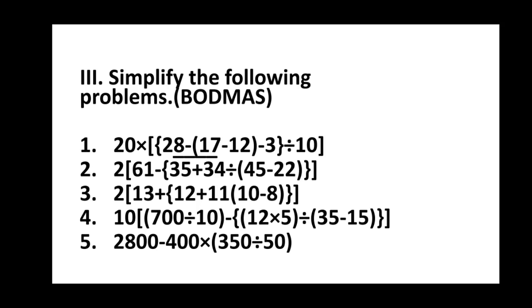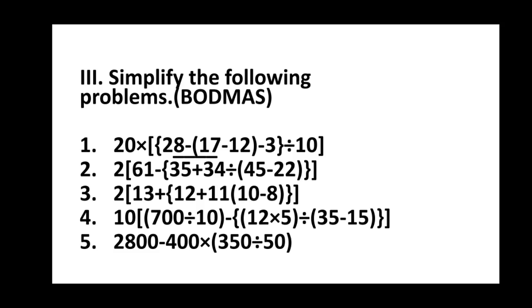Letter 3, simplify the following problems. You want to follow the BODMAS. Number 1, 20 into 28 minus 17 minus 12 minus 3 divided by 10. And second one, 2 into 2 of, that means 61 minus 35 plus 34 divided by 45 minus 22. And third one, 2 of 13 plus 12 plus 11, 10 minus 8. And fourth one, 10 of 700 divided by 10 minus 12 into 5 divided by 35 minus 15. And fifth one, 2800 minus 400 into 350 divided by 50.